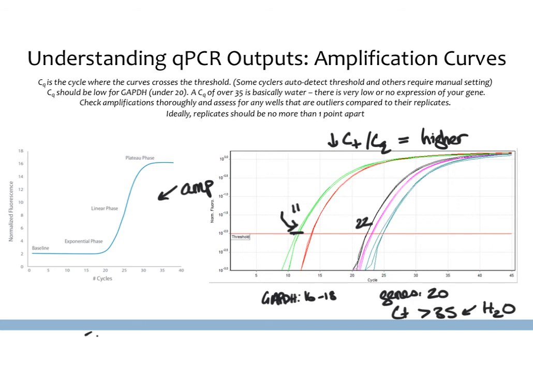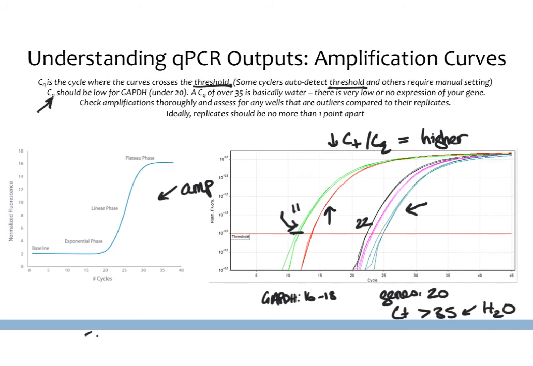So like we said, CT is where it crosses the threshold. Sometimes you'll have to set your threshold. Some programs will set it for you based on all of your samples. We talked about the normal values. And then you do want to check your amplifications thoroughly. Amplifications for the 3 replicates or 6 replicates of one sample should all look very, very similar. Like you can see these green curves clustered here or these red ones clustered here. They're so on top of each other that it's almost hard to see that they're separate curves. And that's what it should look like. You should see very, very little variation in your replicates.